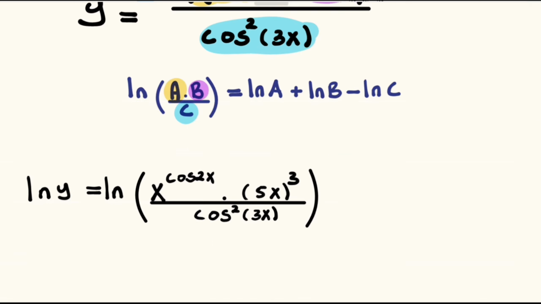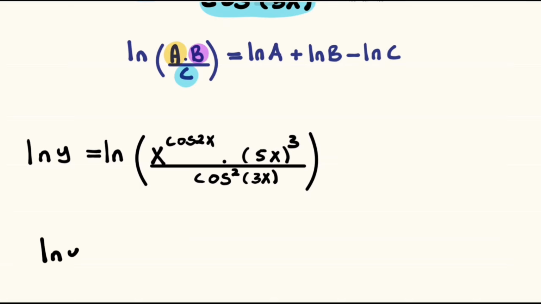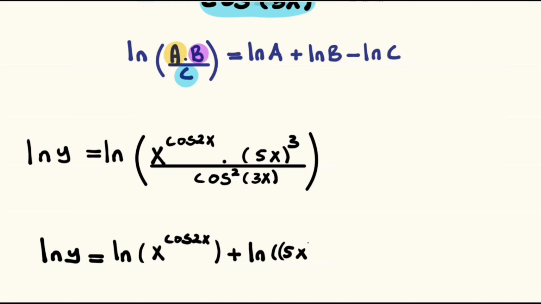On the left hand side, we still have the ln y, and on the right hand side, we are going to have the ln, so we apply that rule above. The ln of x raised to the power cos 2x plus the ln of 5x raised to the power 3 minus the ln of cos squared of 3x.